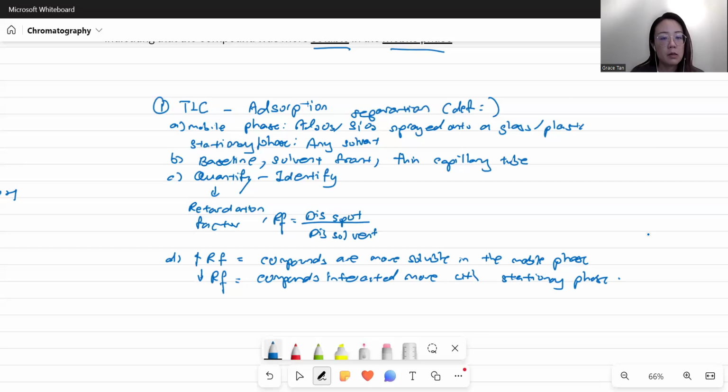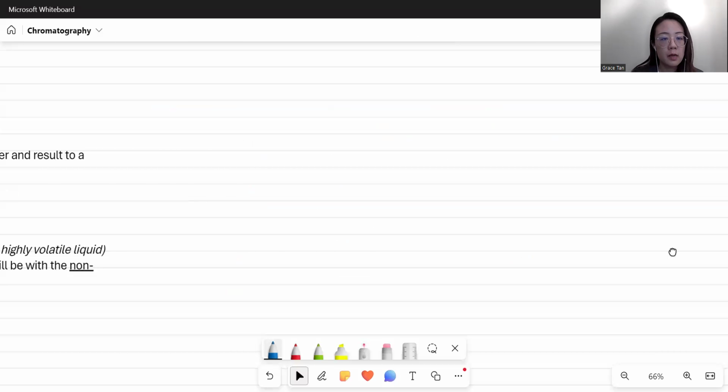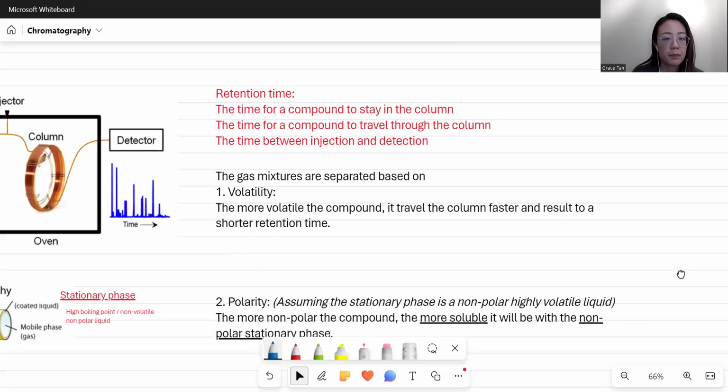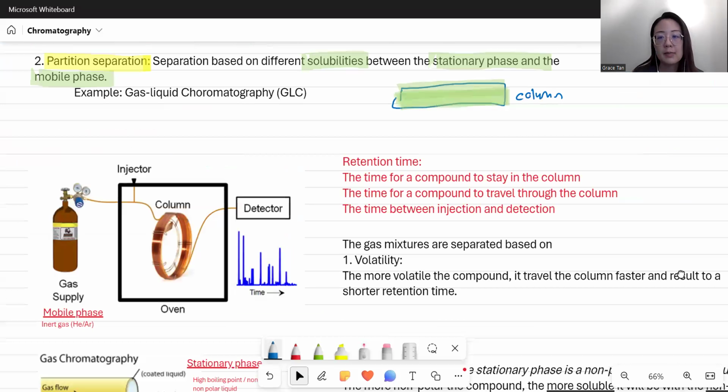Now subsequently, we shall move to gas liquid chromatography. I'll continue with part 2 here. Gas liquid chromatography is another type of example, but the separation is based on solubility between the stationary and the mobile phase. You either choose to be soluble with the stationary phase, which is a liquid coated on the solid, or more soluble with the mobile phase that carries you through. Everything in GLC eventually is in gaseous state.